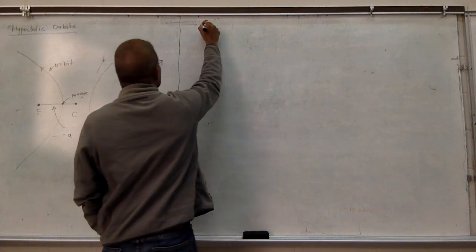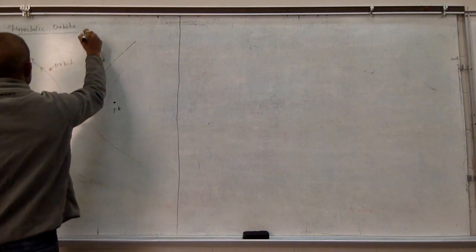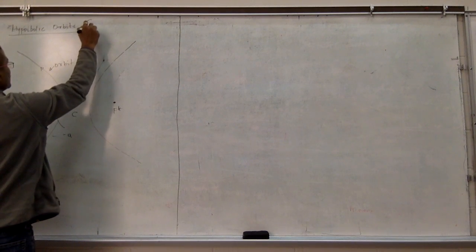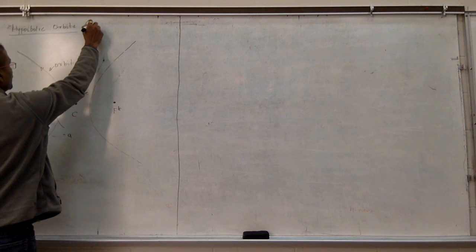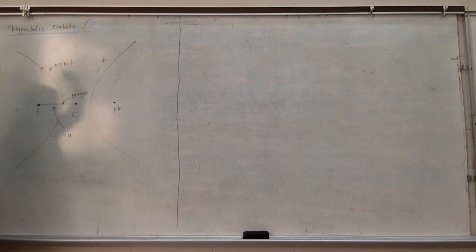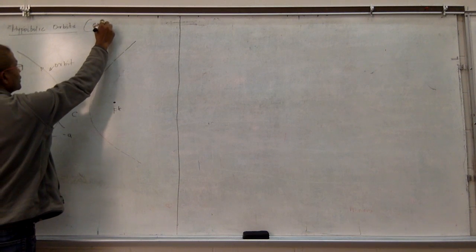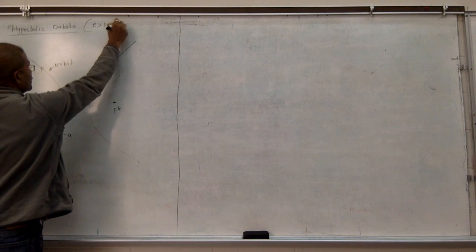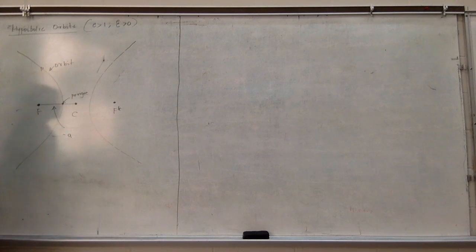R is simply, so here R doesn't change. How do you define the hyperbolic orbit? What is the defining characteristic? E is greater than 1, and energy is greater than 0.